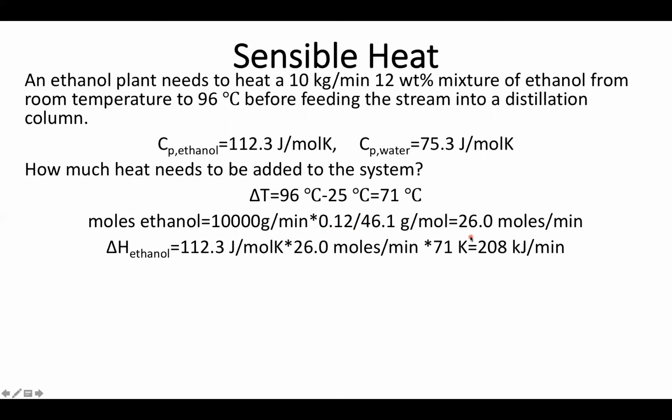And we can use this same process to figure out the change in enthalpy of the system. I can take my moles per minute and multiply it by the heat capacity of the ethanol times the temperature difference. So Cp times moles times delta T gives me an enthalpy flux of 208 kilojoules per minute. So a good way to look at this is that, in order to accomplish this heating, I need to be adding in 208 kilojoules per minute.